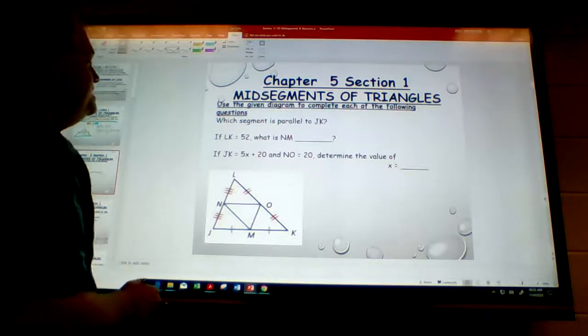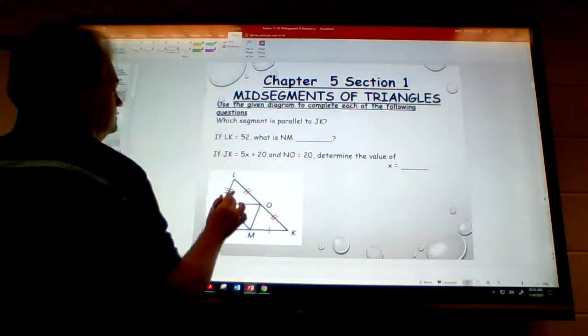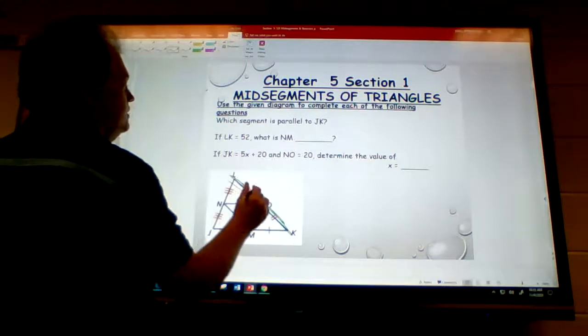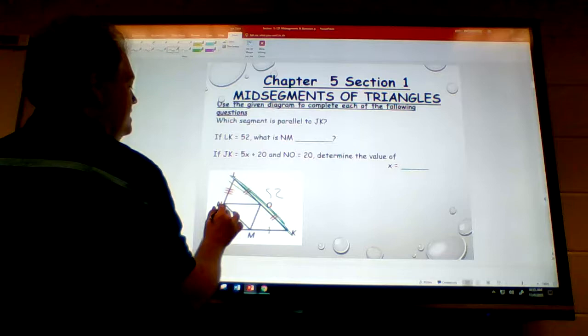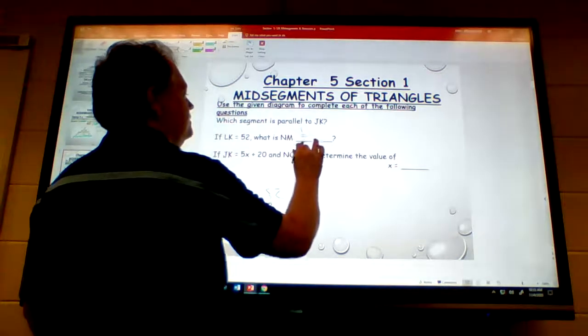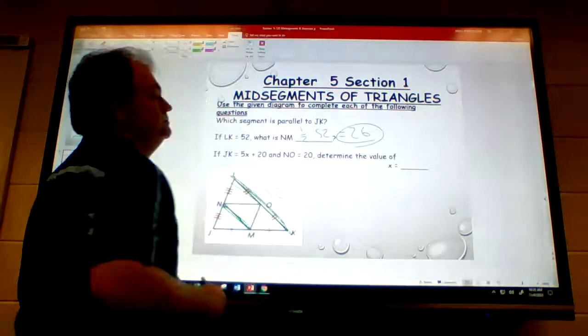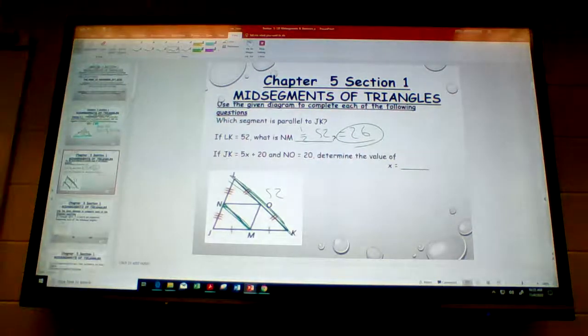All right. Now, let's look at the following. In this particular example, LK right there is 52. Now, NM is going to be half that. So it's going to be half of 52, which is 26. All right, so it's 26.